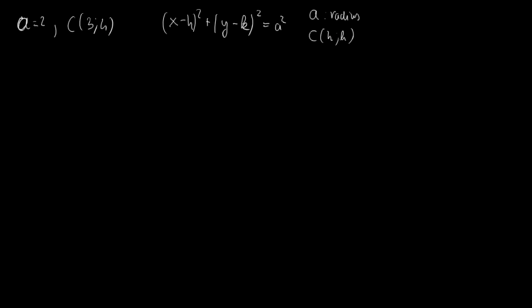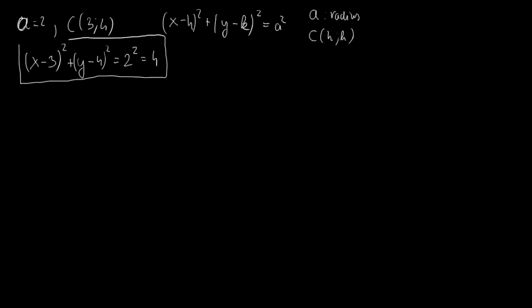Now we need to apply this equation to this problem, and you can see that you just need to subtract the abscissa of the center from x, so we subtract x minus 3, and you need to square it, and then add y minus the ordinate of the center, so it's y minus 4 squared, and that equals 2 squared, which is 4.